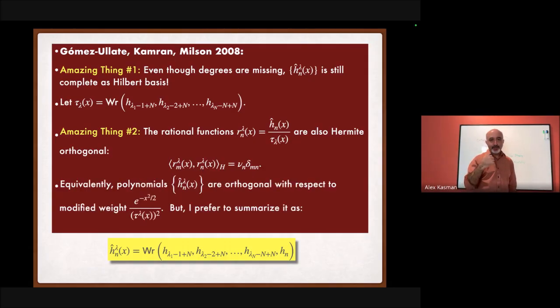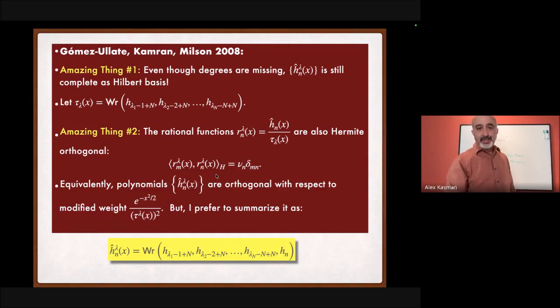That's not the way other people like to, because people are interested in orthogonal polynomials, and these are orthogonal rational functions. So equivalently, you can say that the polynomials h_n^lambda themselves, these polynomials we made as Wronskians, are orthogonal with respect to this weight, e to the minus x squared over 2, the same as before, but now divided by tau lambda squared.